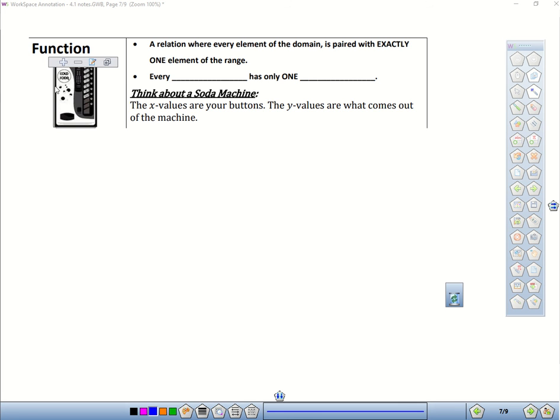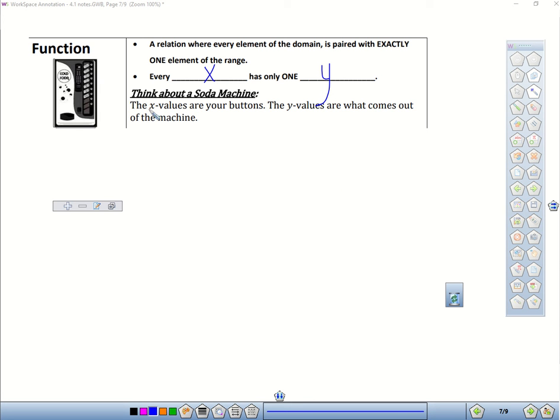A function is a relation where every element of the domain is paired with exactly one element of the range. Every x has only one y. So every x value has only one y value.